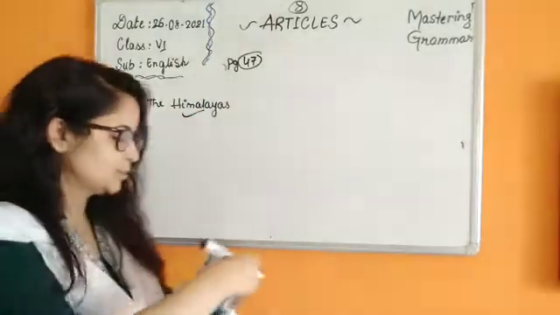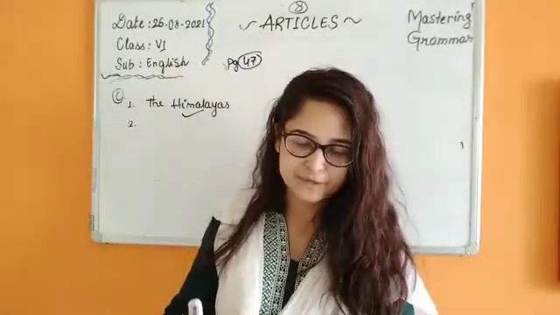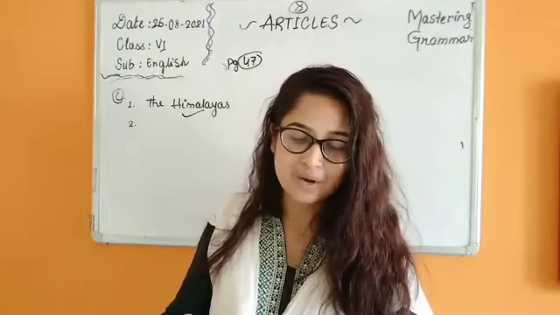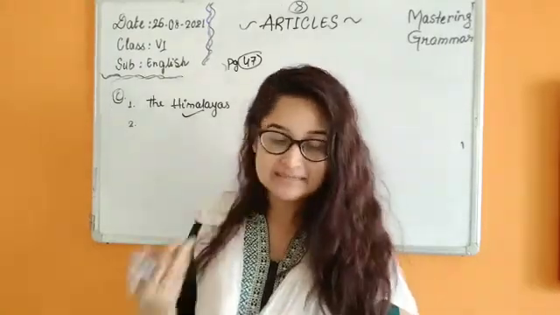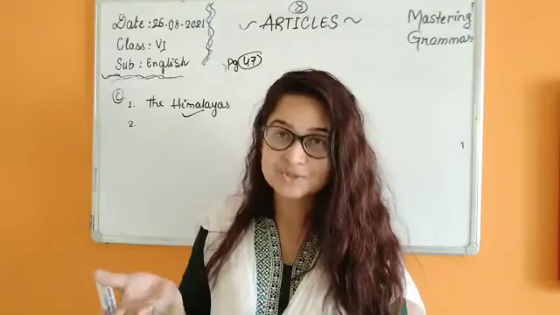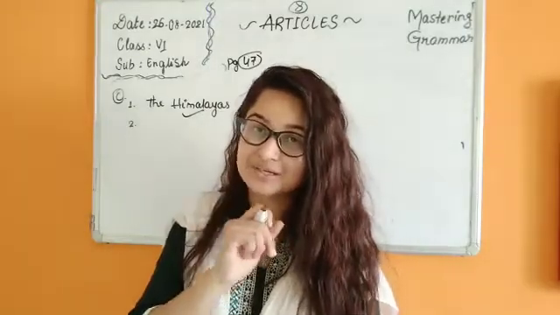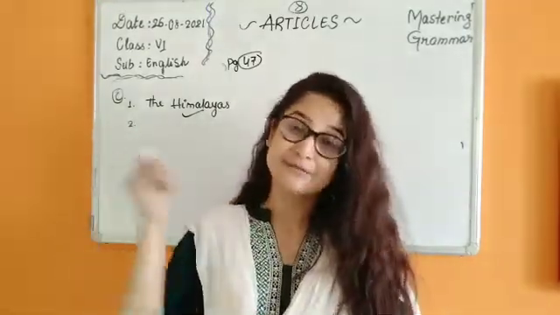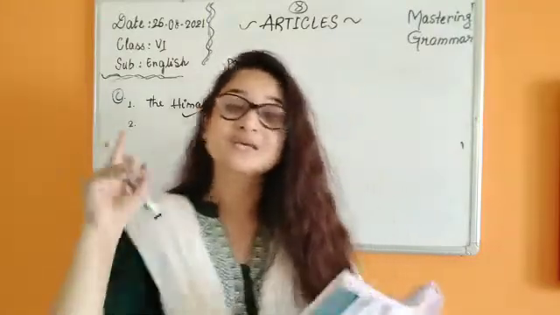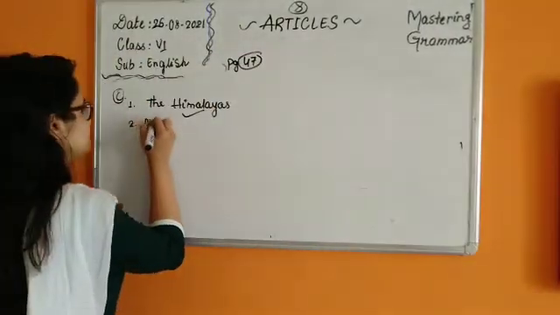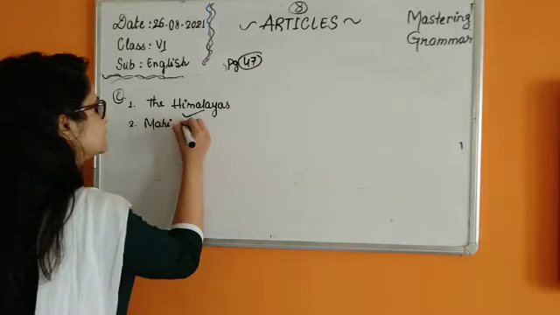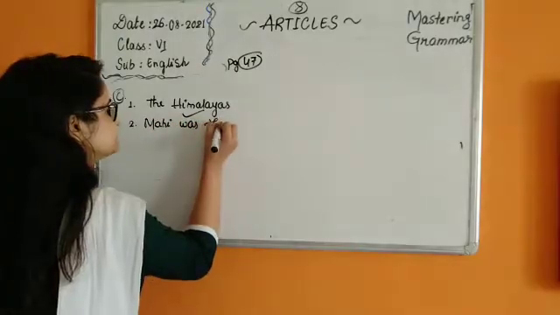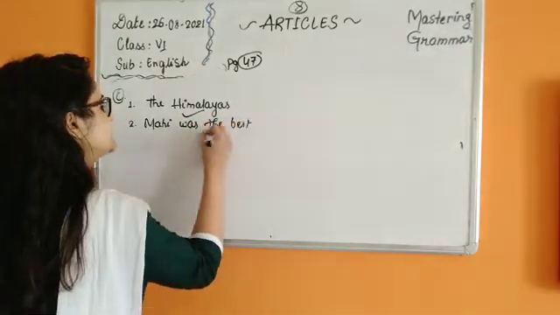Number 2 now. Mahi was the best player of the tournament. Mahi was best player of the tournament. In the second one you can see with best, best is the superlative degree. We had to use the. The has been used in the first sentence. So Mahi was the best player. So we are going with Mahi was the best. Yes, you will tick this one.